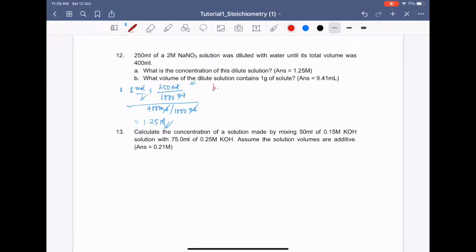Then change the color for letter B. What volume of the dilute solution contains 1 gram of solute? So we have 1 gram of sodium nitrate. And then we will divide it by the molecular weight of sodium nitrate, or molar mass. So 23 plus 14 plus 16 times 3. That is equal to 85 grams. So we already have mole of sodium nitrate.